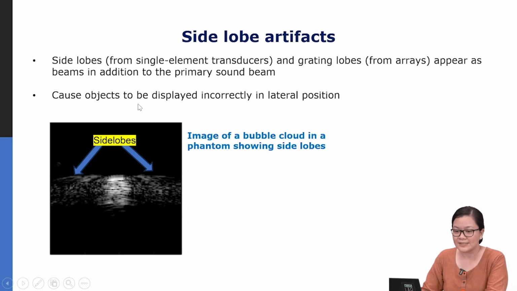So for example, in this ultrasound image here of a bubble cloud, a bubble cloud is a collection of microbubbles situated in one location here. In this image, the microbubble cloud is located at the center of the image, where you would see high echogenicity right here. But as you can see, because of these side lobes, there are other echogenic signals coming from the sides of this bubble cloud. But this is not representative of the actual bubble cloud.